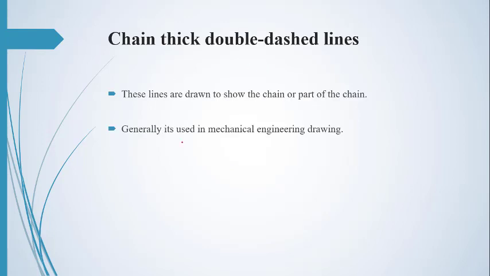Chain thick double dashed lines. These lines are drawn to show the chain or part of the chain. Generally it's used in mechanical engineering drawing. Here you can see that chain thick double line is like this. And these are used for mechanical engineering purposes.